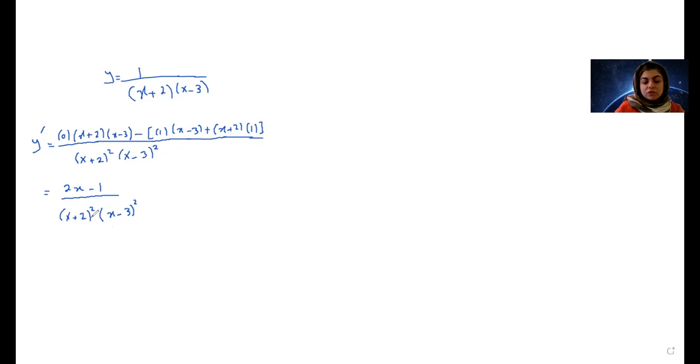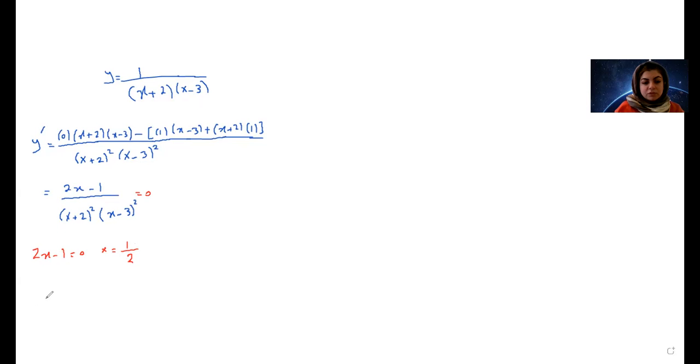The first derivative tells you the increasing and decreasing intervals, and also gives you the maximum and minimum points. What I do, I set it equal to 0 to find the maximum or minimum. Equal to 0 means your numerator equals 0, so 2x minus 1 equals 0, x equals 1/2. How do I know this is maximum or minimum? I take a second derivative. If you plug in 1/2 and it's positive, it's concave up and minimum. If it's negative, it's concave down and max.